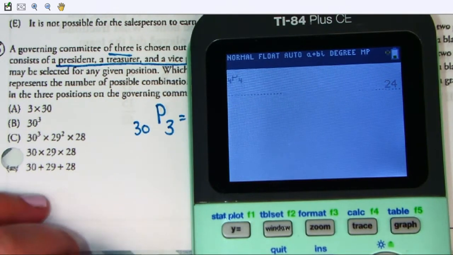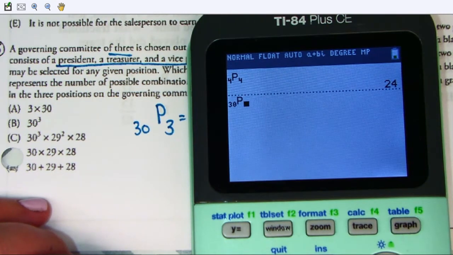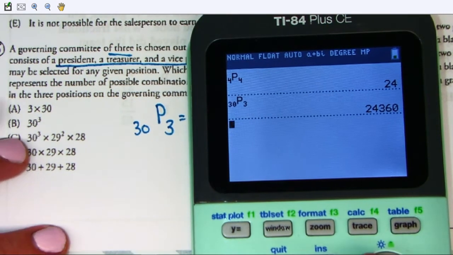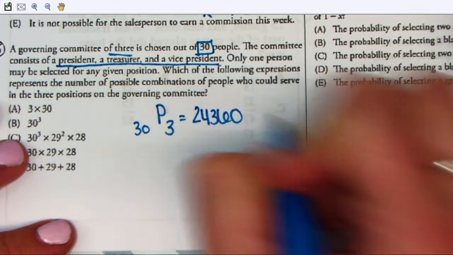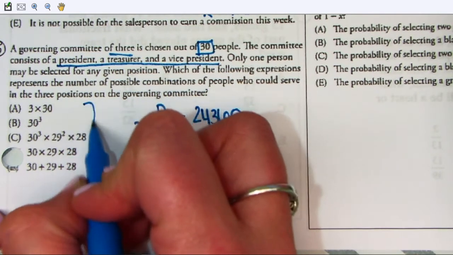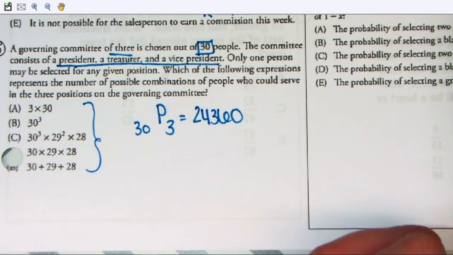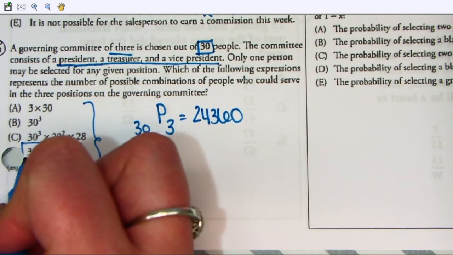Let me go ahead and do that in the calculator. Math, over to probability, option 2, 30P3, 24,360 different ways. None of those are answer choices. However, you could take all of these answer choices and solve them all out, and you would see that option D is the correct answer.